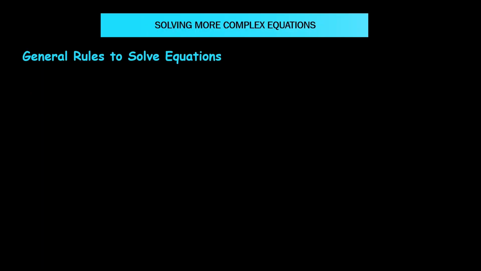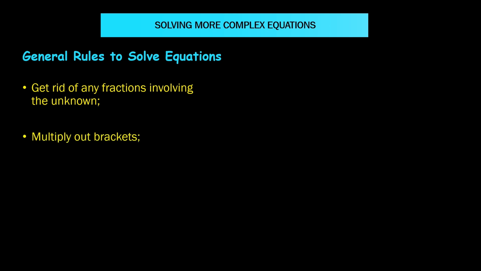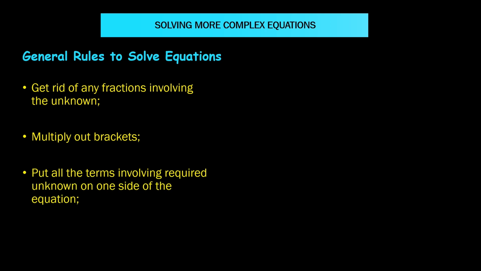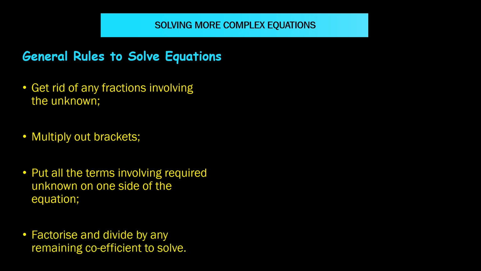Now let's take a look at a few general rules to solve equations. Firstly, we need to get rid of any fractions involving the unknown. Then multiply out the brackets, and then put all the terms involving the required unknown on one side of the equation. And finally, factorize and divide by any remaining coefficient to solve.